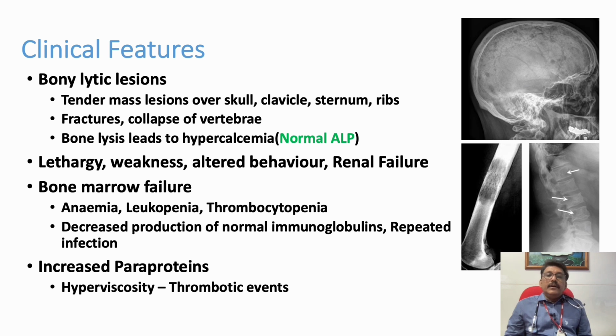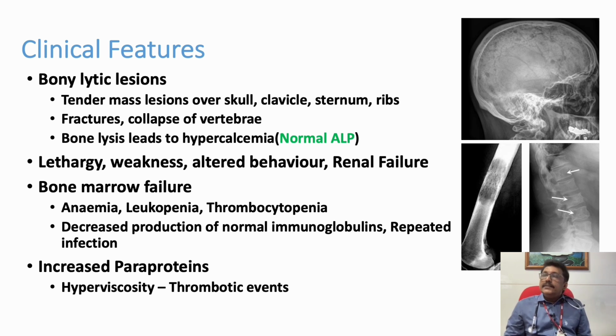Tenderness can be due to bony lytic lesions, or in leukemia it is due to increased production of marrow cells in the bone marrow. So both are possible. So there are tender lesions over the skull, clavicle, sternum, ribs. Fractures and collapse of the vertebra can be there. So the patient can have paraparesis, quadriplegia, all these things. Bone lysis leads to hypercalcemia. That is very important. Any lytic lesion in the bone, whether it is a primary bone disease, secondary bone disease, bone malignancy, or multiple myeloma, all produce hypercalcemia because of lytic lesions.